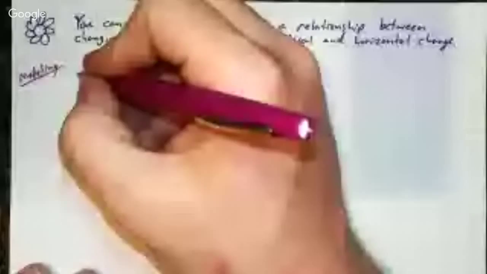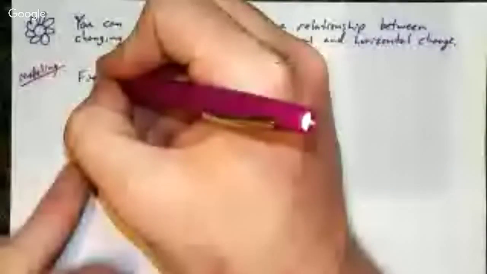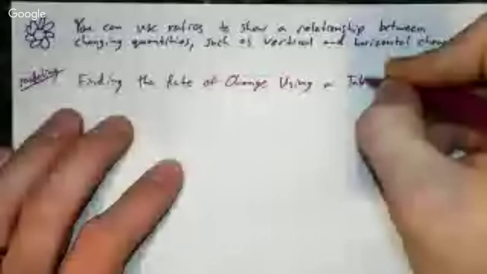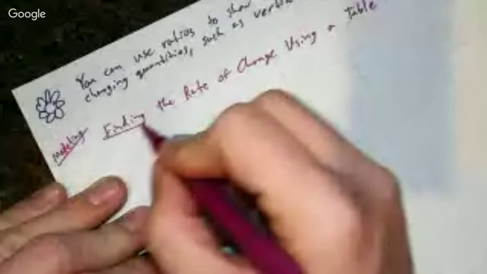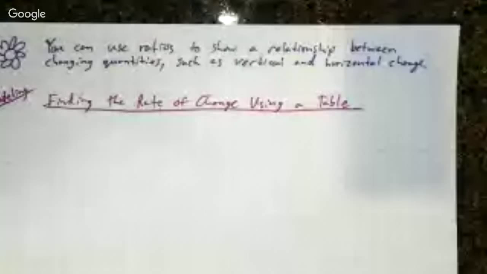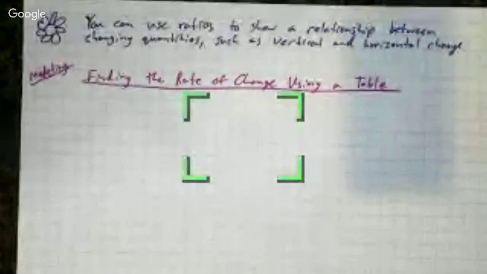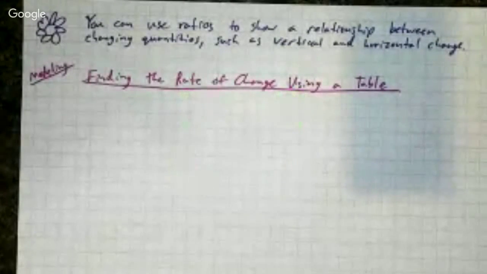First is finding a table. Now, this one is my least favorite of all these because it's a lot of writing, a lot of looking at numbers, but it's not too bad. So let's go ahead and write a sample problem we could have.